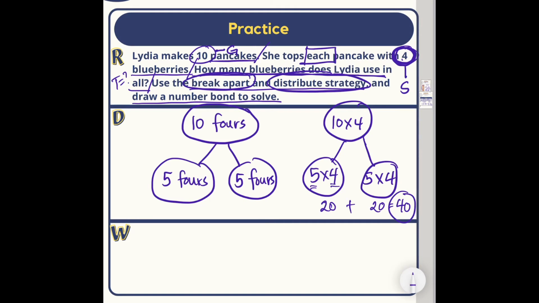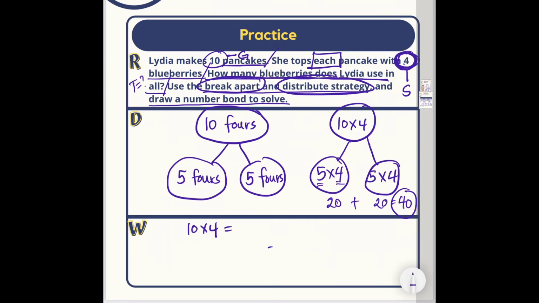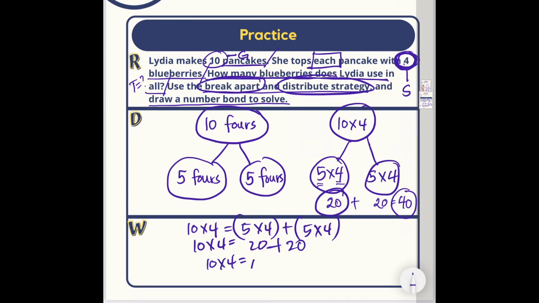Now, for distributive strategy, we can just write 10 times 4 equals 5 times 4 plus 5 times 4. Now we can get the answer 20 plus 20. 10 times 4 is equal to 40. We can now write our statement. How many blueberries does Lydia use in all? Lydia used 40 blueberries in all.